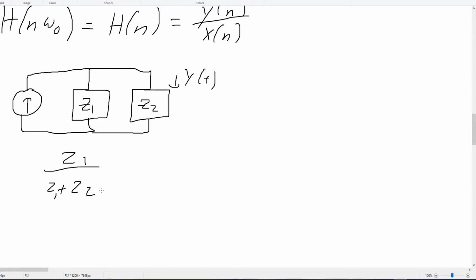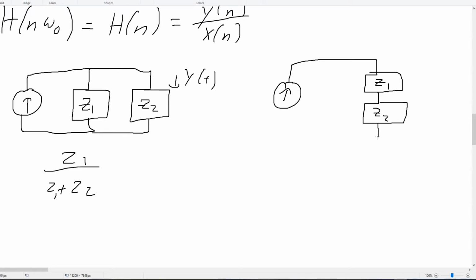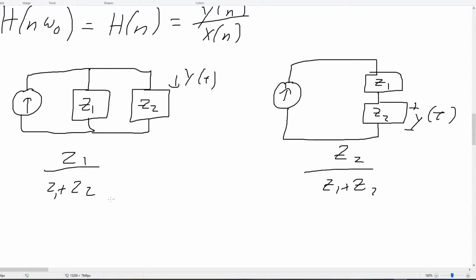And actually, I think I could do the voltage divider right next to this, so you guys can see the difference. So you have your source, and you have Z1 and Z2. And you're trying to find this one. This one is going to be Y(t), right? This one would be Z2 over Z1 plus Z2. All right, so did you guys notice the difference? Let me just make sure that these are Z's, right? You guys notice the difference over here.